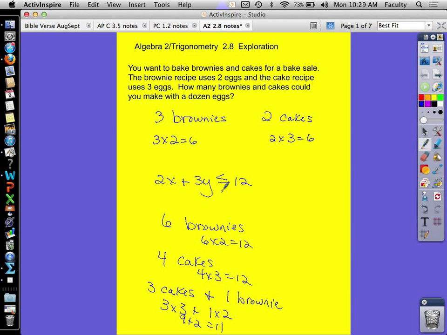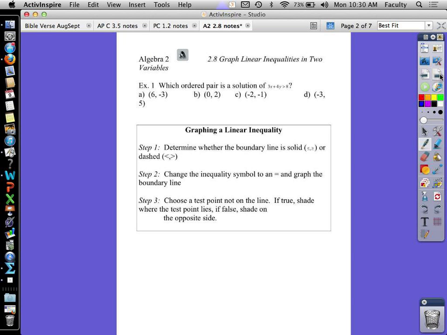Less than or equal to 12. I could make 2 brownies. I could be stingy with my bake sale. So there's lots and lots of possibilities here. The big idea is only the 1, 2, 3, 4, 5 that we came up with. There's a lot more possibilities. We've just listed a few. All right, so let's go ahead and look at your notes for 2.8.